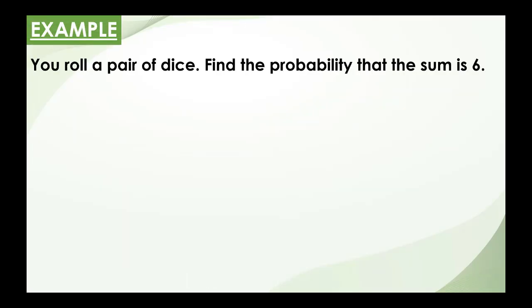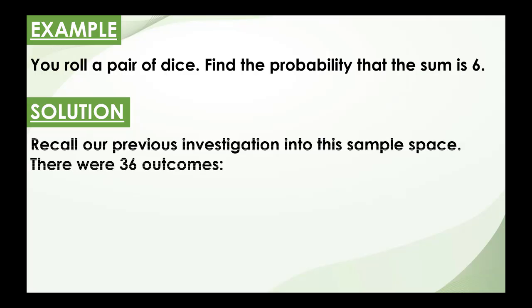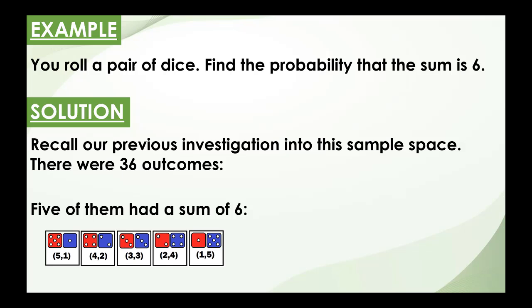So here's an example. You roll a pair of dice. Find the probability that the sum is 6. So, to solve this, it turns out we've already talked about all the pieces of this problem previously in this section. You may recall we mentioned that there were 36 different rolls for a pair of dice, and that's the size of the sample space here. When we were talking about simple events, we also asked about rolling a sum of 6, and we saw that there were 5 different ways that we could roll a sum of 6.